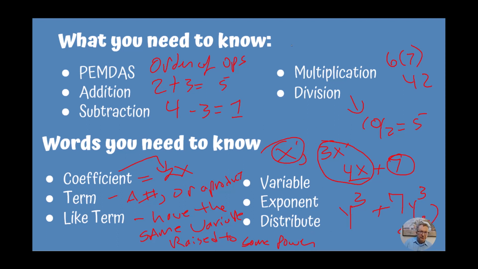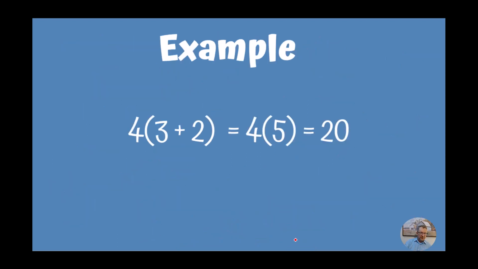And to distribute, if you have 2 times the quantity x plus y, distribute means to give away. So you're going to give that 2 to this x, and you're going to give it to the y. You've got to give the same thing to everybody when you're distributing things, especially in a math class. So here's an example, and we'll just clarify some things. You've got 4 times the quantity of 3 plus 2. Well, 3 plus 2 is 5. 4 times 5 is 20.